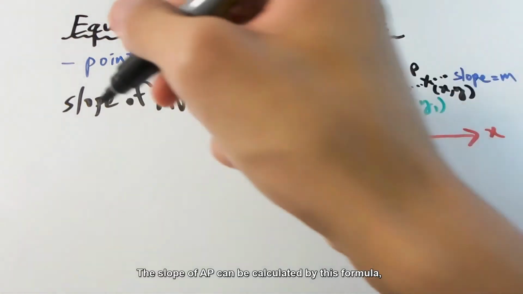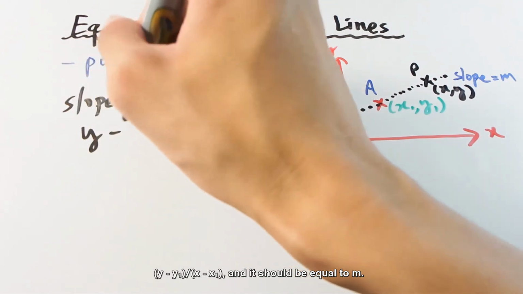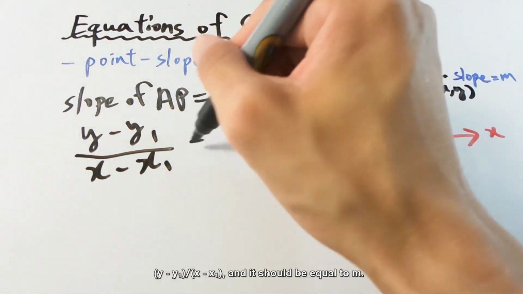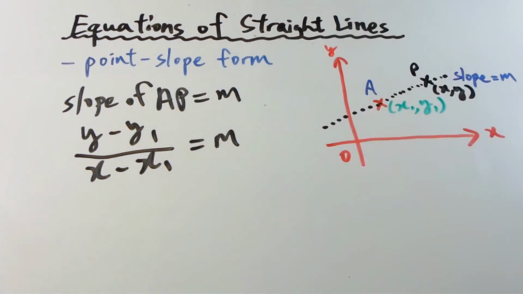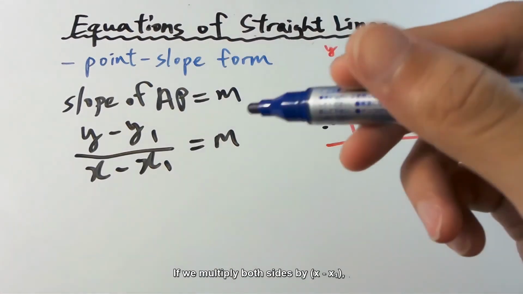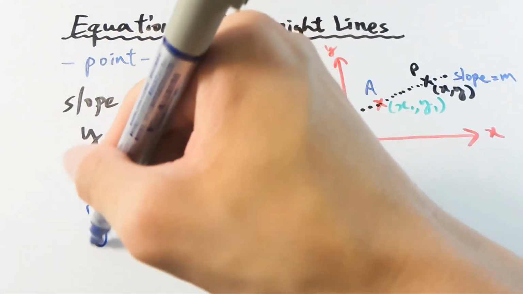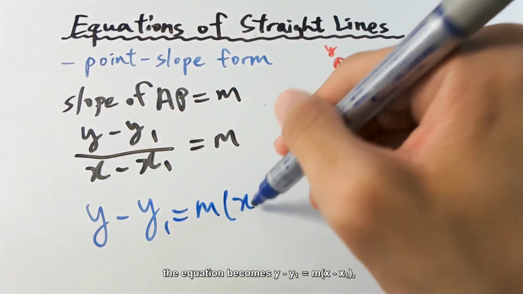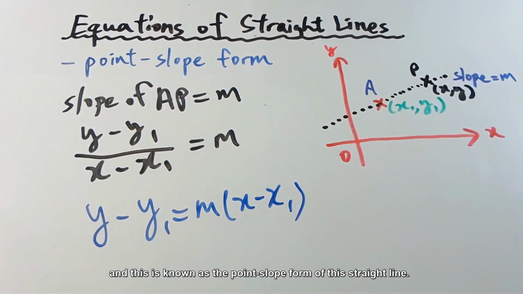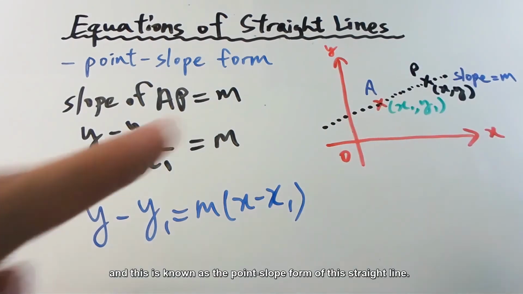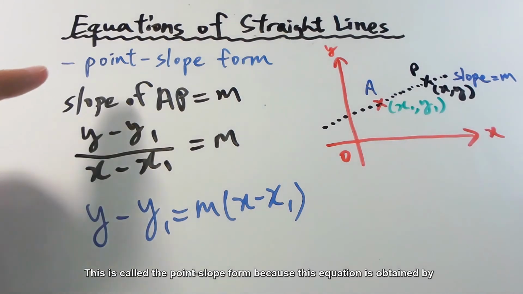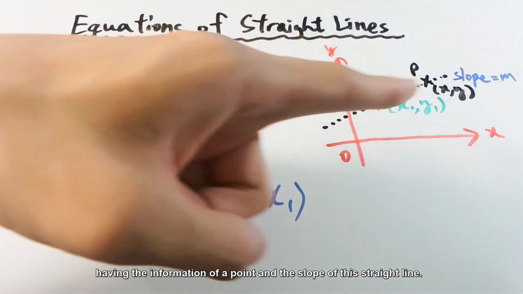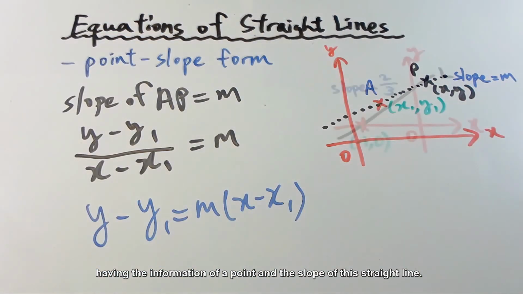The slope of AP can be calculated by this formula, (y - y1) over (x - x1), and it should be equal to m. If we multiply both sides by (x - x1), the equation becomes y - y1 = m(x - x1). And this is known as the point-slope form of this straight line. It is called the point-slope form because this equation is obtained by having the information of a point and the slope of this straight line.